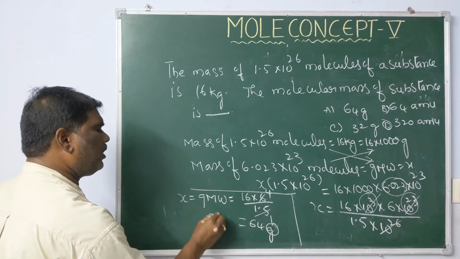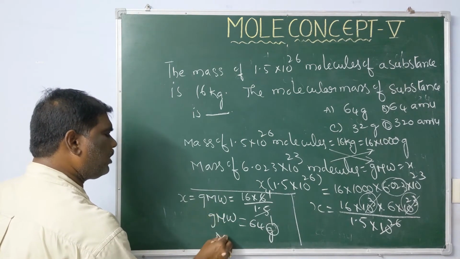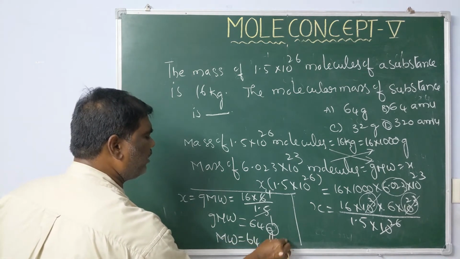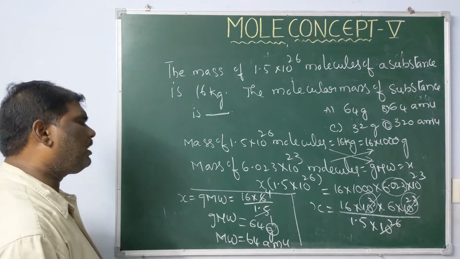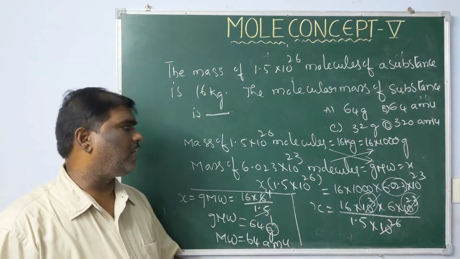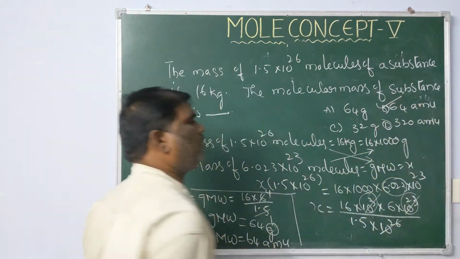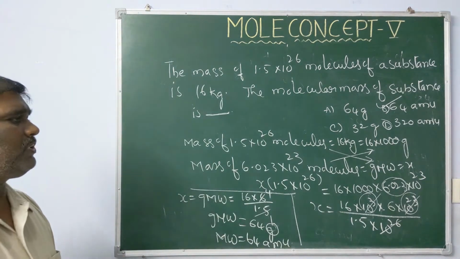But this is gram molecular weight. So what is molecular weight? Molecular weight is 64 AMU. I told you, molecular weight is also expressed in AMU. So what is the right answer? 64 AMU is the right answer. Thus we solve the problem.